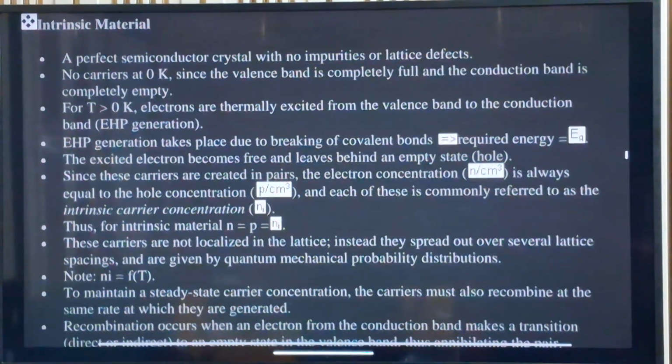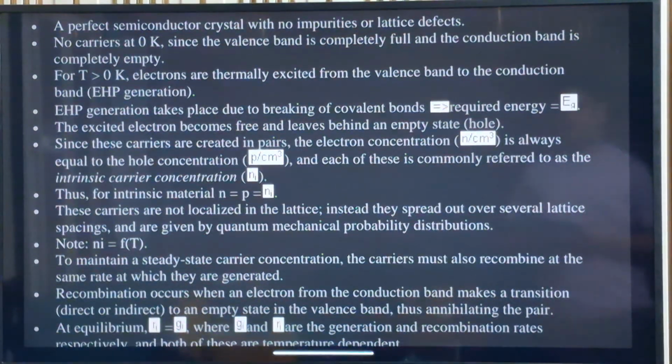However, at greater than 0 Kelvin, what happens is that electron hole pairs get generated, and from now on, we will be referring to electron hole pairs as carriers. Why? Because they are charged particles and they basically carry these charges throughout the lattice, so we will be referring to them as carriers.